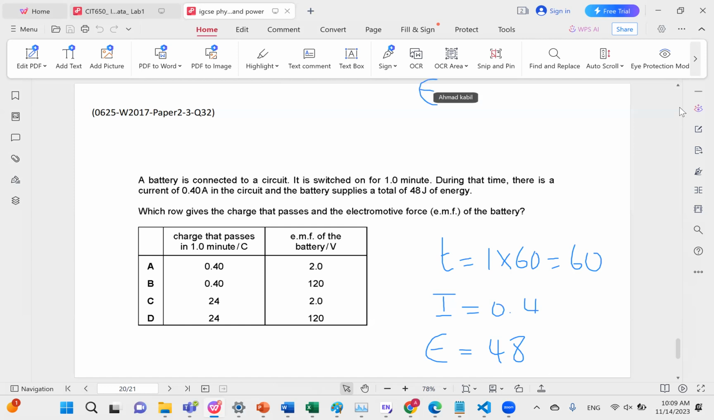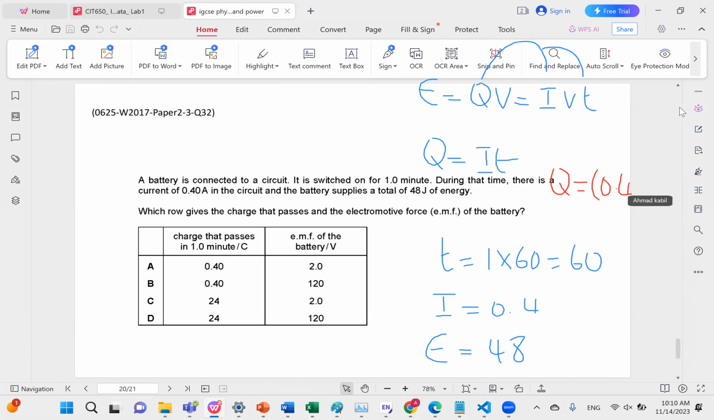We have E equals QV equals IVT. And you should also know, of course, that Q is equal to IT. And you can even get this by comparing the two equations together. If we remove V from both, we just get Q equals IT. So in order to get Q, we are going to multiply the current by the time. So let's do that. Q equals current, which is 0.4, multiplied by time, which is 60. And this gives us 24 coulombs.